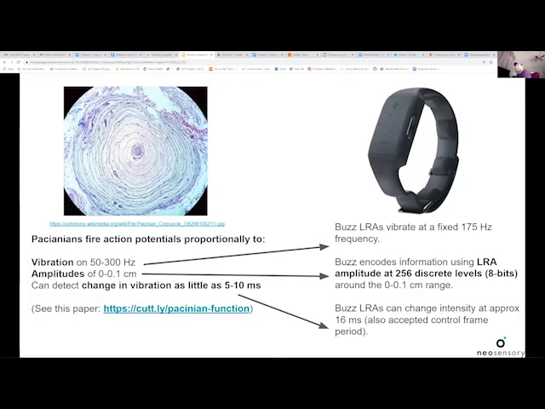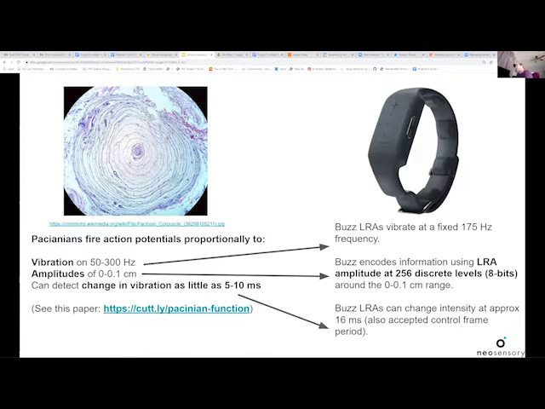So Buzz has these LRAs, and our LRAs vibrate at a fixed frequency of 175 hertz, give or take, which is well within what Pacinians pick up. The Buzz is also able to encode at each of these LRAs the amplitude, which you get to control, over 256, or 8 bits, of discrete levels, and that's basically around the range that Pacinians pick up.